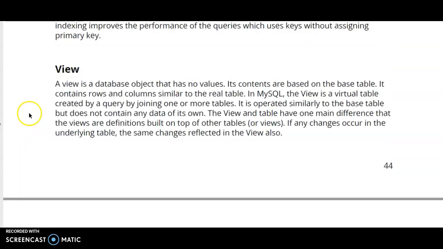Next point is view. A view is a database object that has no values. It is based on the base tables. It contains rows and columns similar to a real table. In MySQL, the view is a virtual table created by a query by joining one or more tables. It operates similarly to the base table but does not contain any data of its own. The view and table have one main difference: the view is a definition built on top of other tables or views. If any change occurs in the underlying table, the same changes are reflected in the view also.